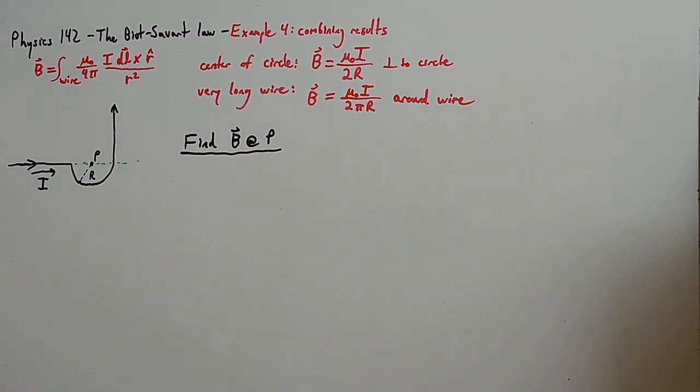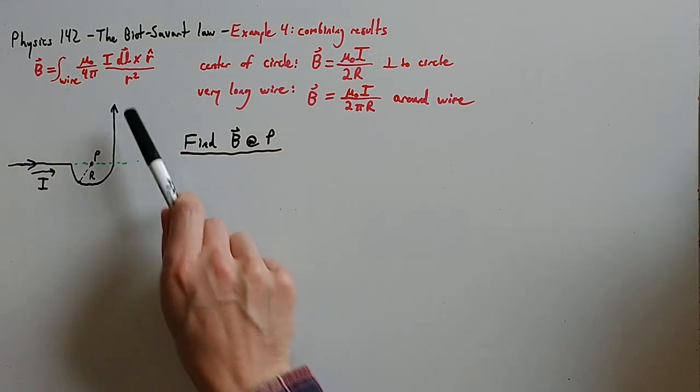Welcome back. It's another Physics 142 video, and in this video I want to give another example of using the Biot-Savart law to calculate magnetic fields. We've been talking about the fact that little bits of current, that is little bits of moving charge, create magnetic fields, and the way that we can calculate the strength of those magnetic fields and their direction is through this law, the Biot-Savart law, which I've written up here at the top.